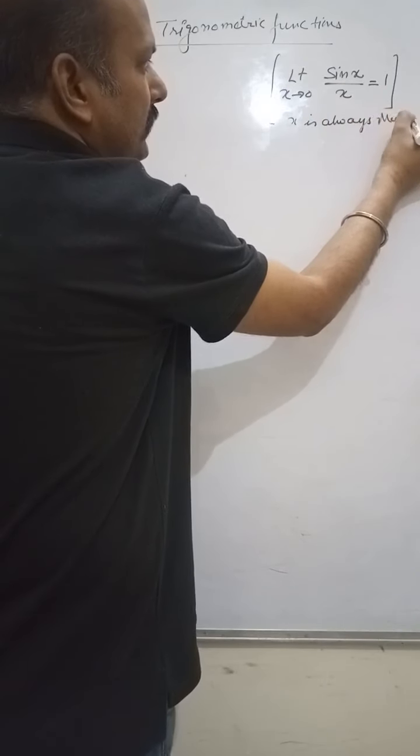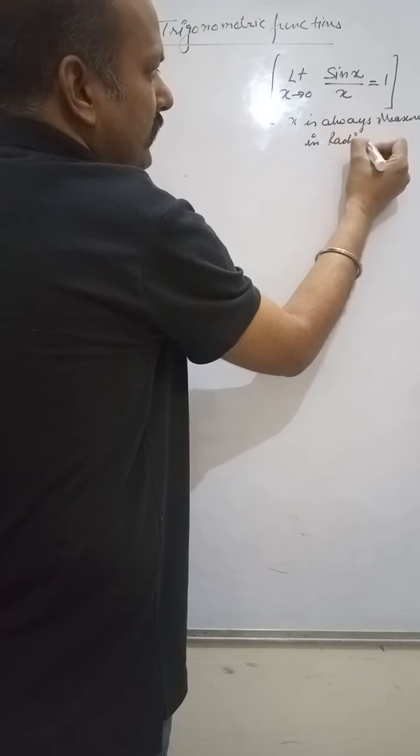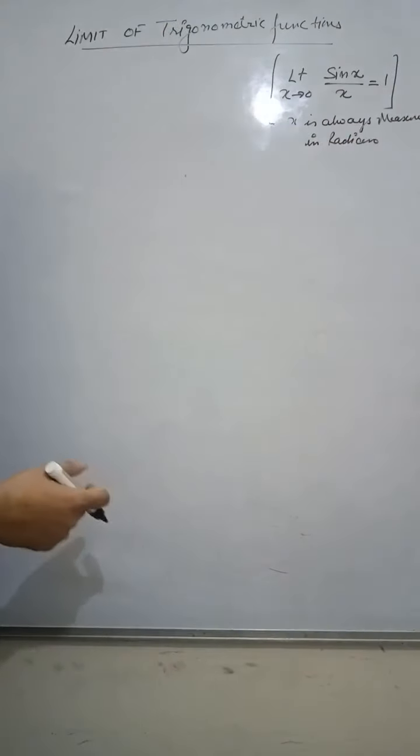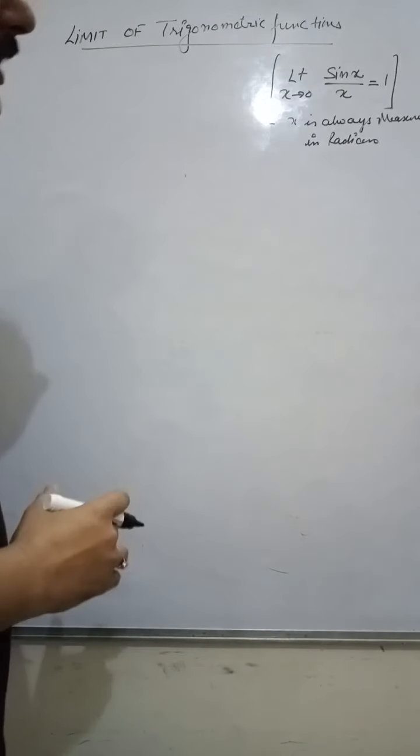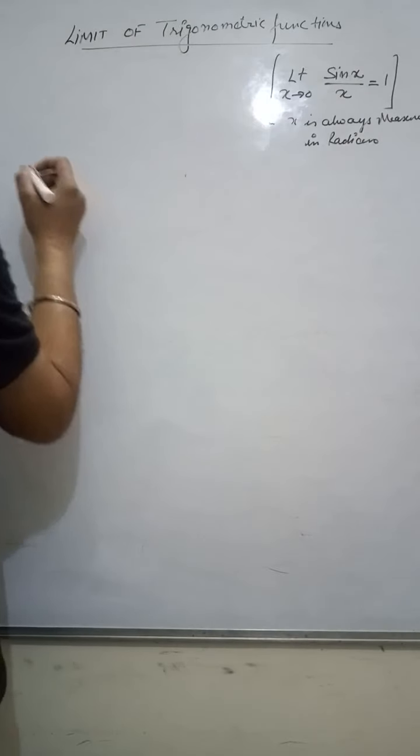measured in radians, not in degrees. In case we are given x degrees or x grades, we will convert it into radians. Only then are we going to use this formula. Now let us see a few problems.